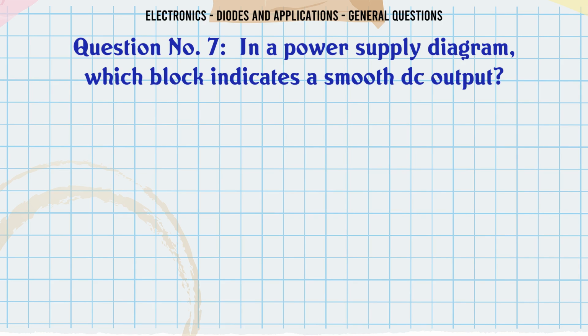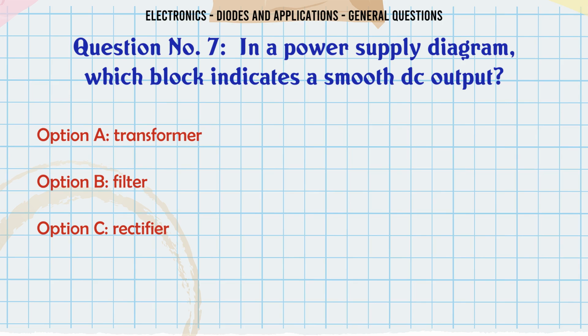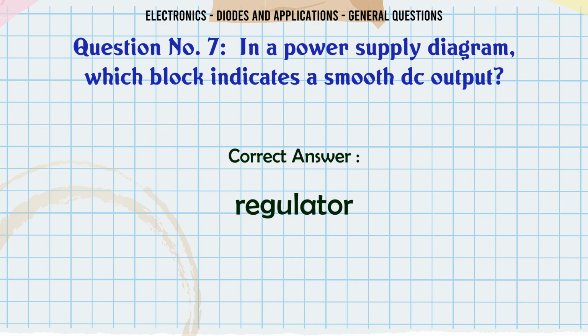In a power supply diagram, which block indicates a smooth DC output? A. Transformer. B. Filter. C. Rectifier. D. Regulator. The correct answer is regulator.